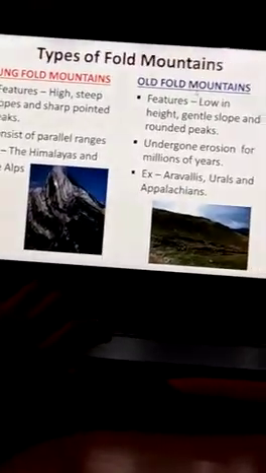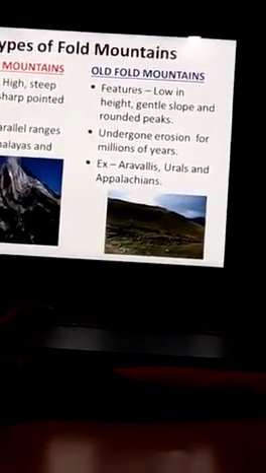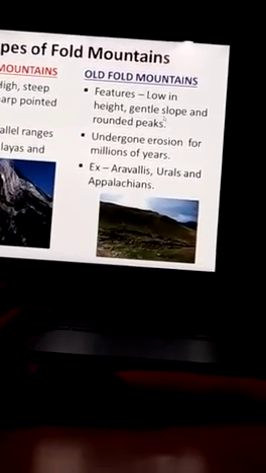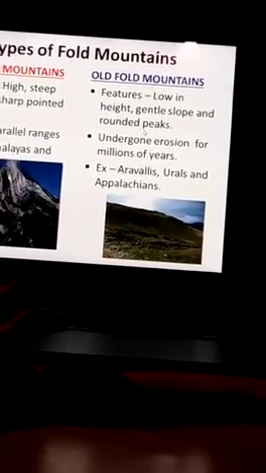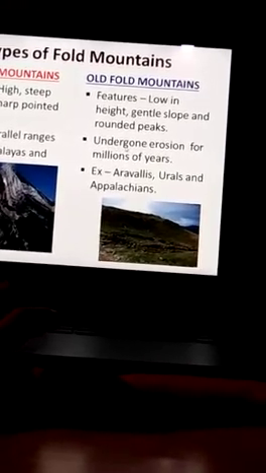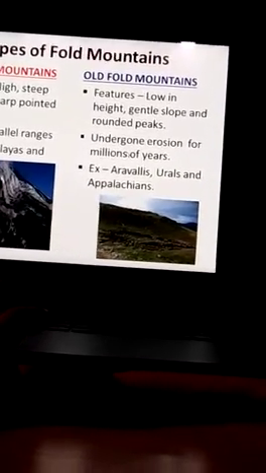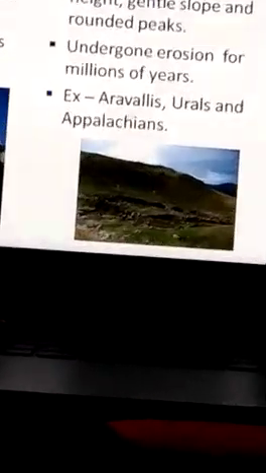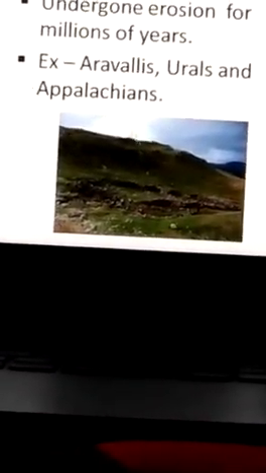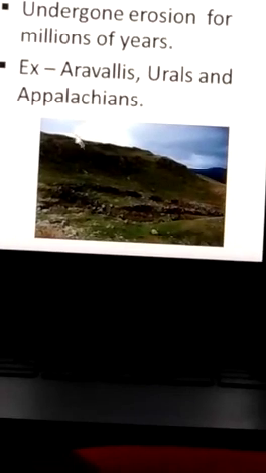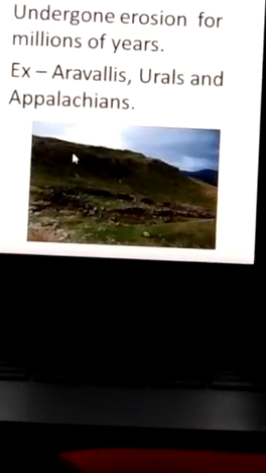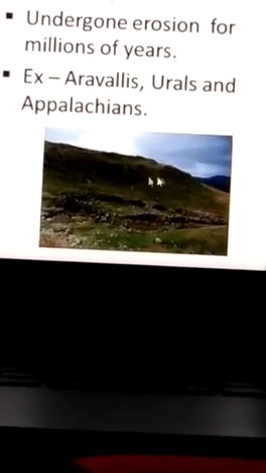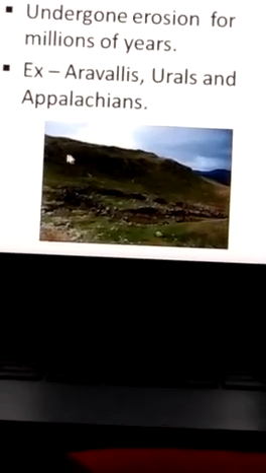The second type of fold mountain is the old fold mountain. It is low in height, with gentle slopes and rounded peaks. They have undergone erosion for millions of years. Examples of old fold mountains are the Aravallis and the Urals. Look at this picture. Their slope is not very steep. It is a gentle slope and they have low height.